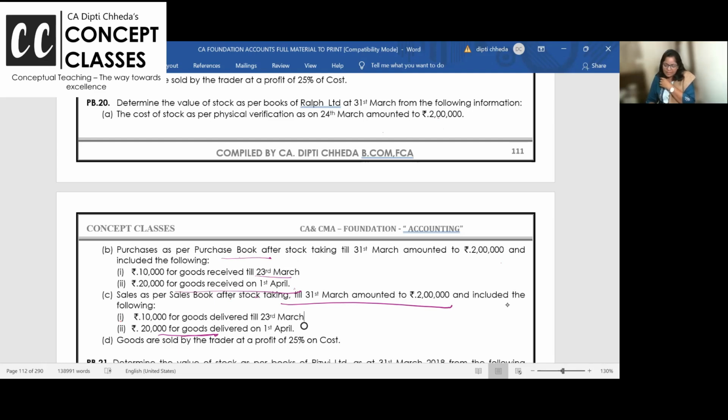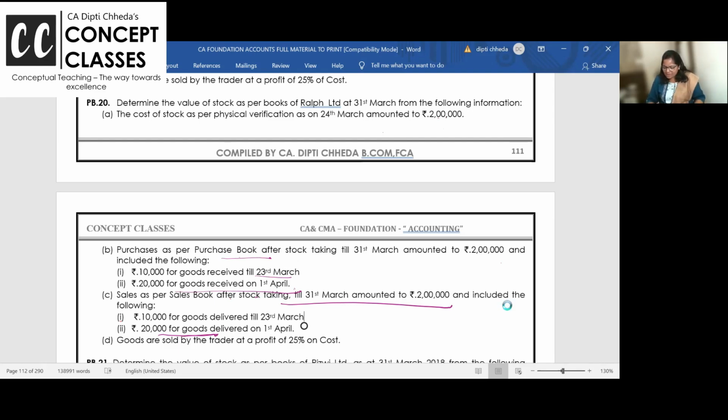Yes, right? Then 10,000, why should I minus from 2 lakh? Because they are already delivered on 23rd, already minus ho chuka hai. It's not there in the 2 lakh stock. Is it clear to all of you?